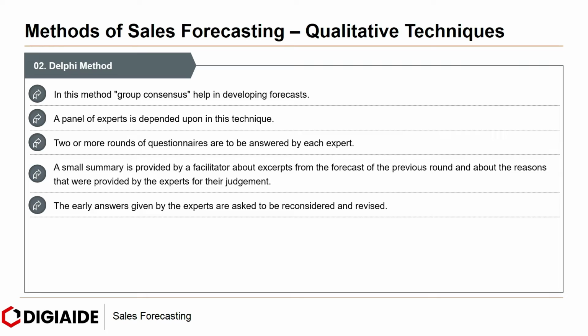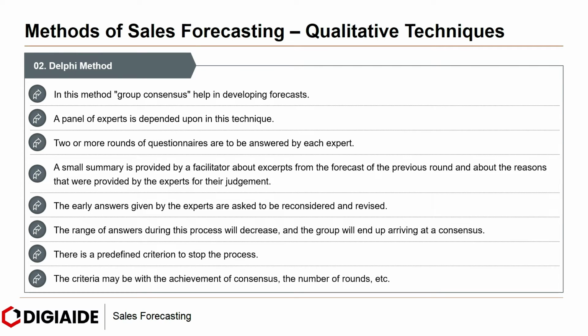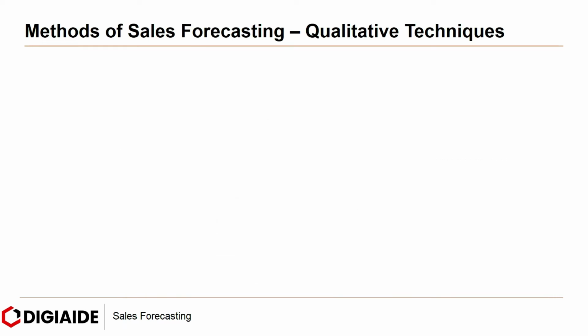The early answers given by the experts are asked to be reconsidered and revised. The range of answers during this process will decrease and the group will end up arriving at a consensus. There is a predefined criteria to stop the process. The criteria may be the achievement of consensus, the number of rounds, etc.